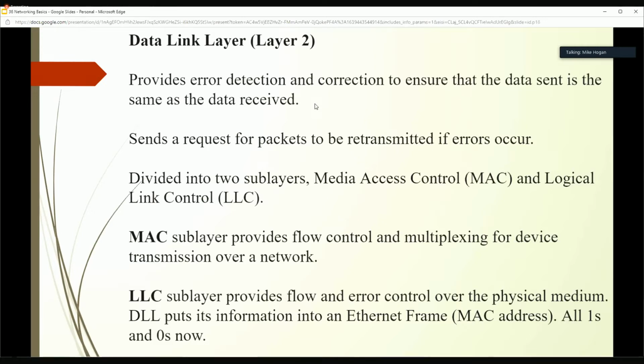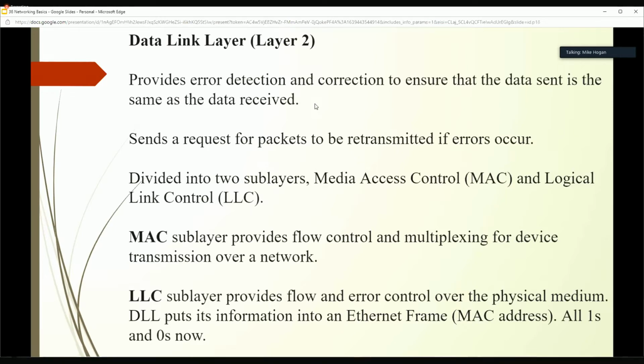Like I said, this data link layer is divided into the media access control and the logical link control. The MAC sublayer provides flow control, multiplexing. And then the LLC, which is where it gets a little confusing in terms of some of the naming, the sublayer, the LLC, is also where that MAC address lives, right? So the ones and zeros are going to determine that addressing information.